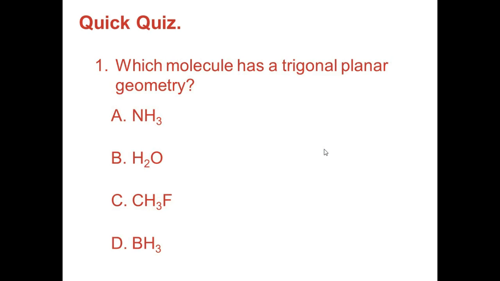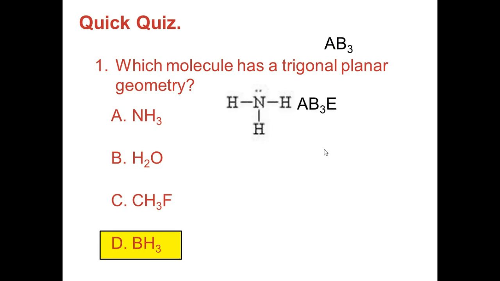Let me just show you all the answers, and then we can go through all these shapes. If you drew the correct Lewis dot structures, you should have no problem. For this first one, we have 3 bonds and 1 lone pair, so it's AB3E. Again, this lone pair pushes all the atoms down, so this would be a trigonal pyramidal shape, sorry about that.